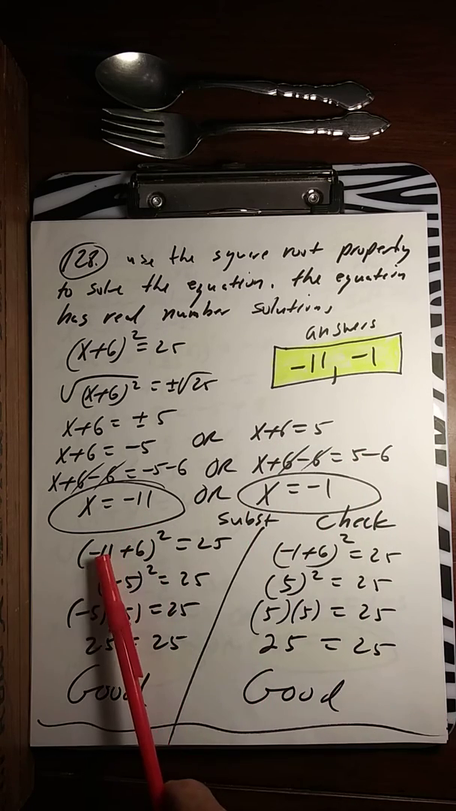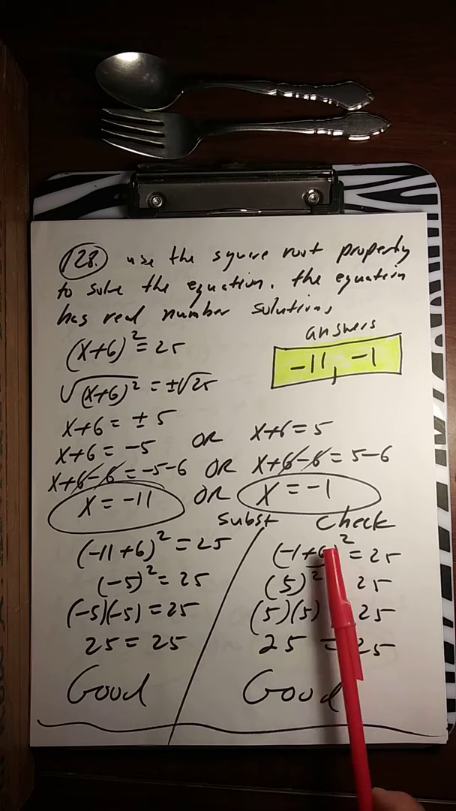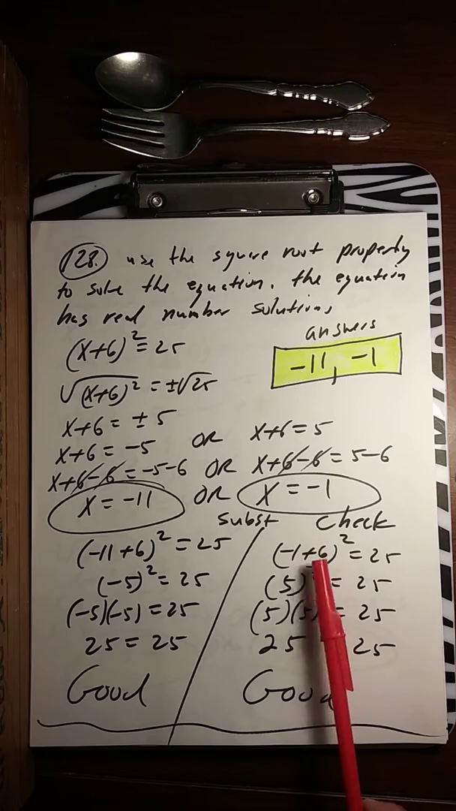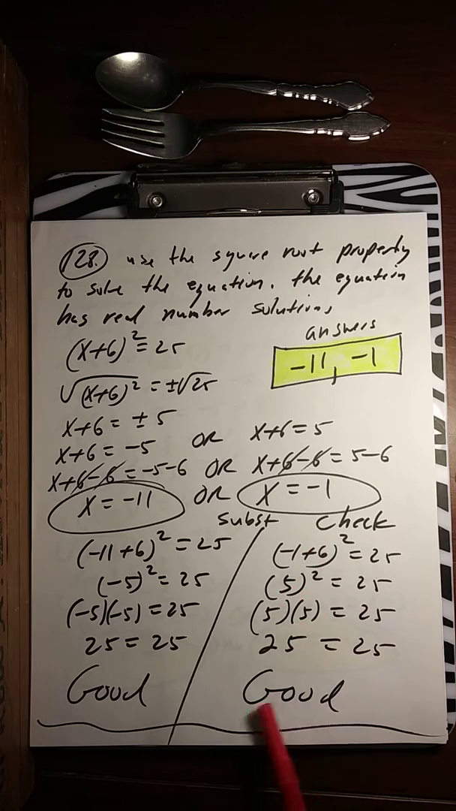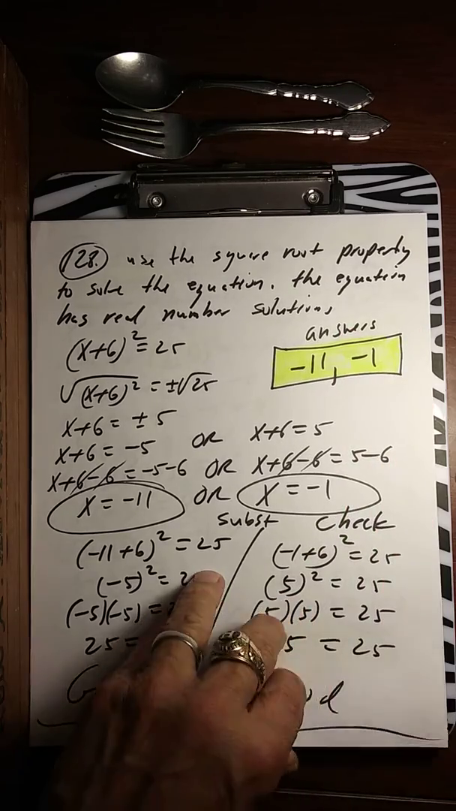Check it. Negative 11 plus 6, negative 5, negative 5 squared is 25. Yes, that's good. Put negative 1. Negative 1 plus 6, that's going to be 5. 5 times 5 is 25. That's good too. So both answers are right.